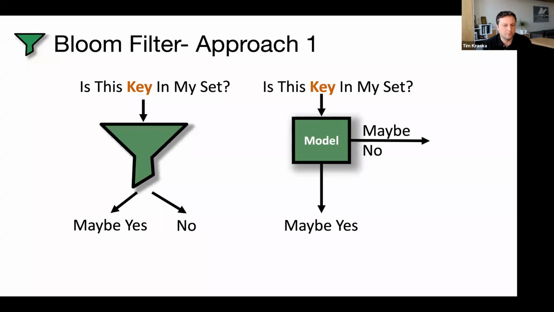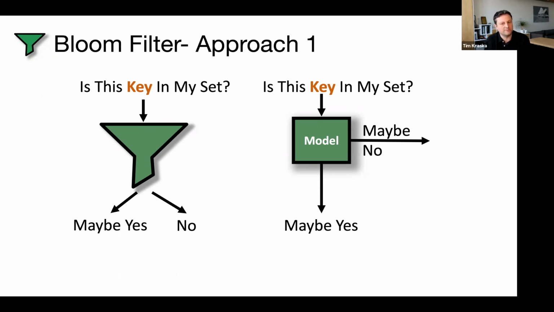One approach to leverage models to improve Bloom filters is, let's assume the key has something inherent in it which tells me if this key might be in the set or not. So what I can do is ask a model, is this key in my set? It's almost like a classifier. It tells me maybe no, maybe yes, because there might now be false positives as well as false negatives. So I treat it as a classification problem.